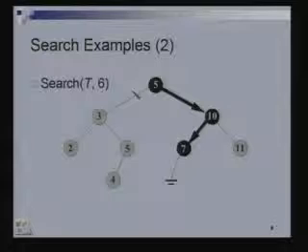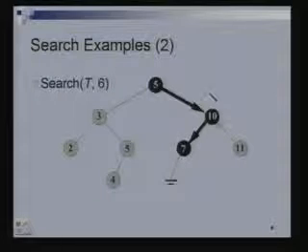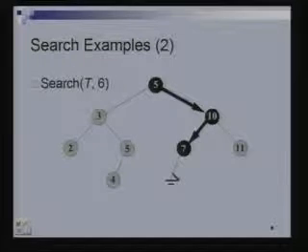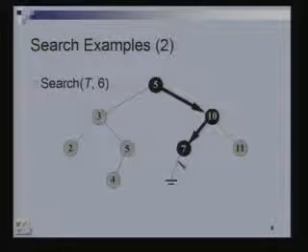Because if it were there, it has to be here. It has to be in the right subtree of this guy because 6 is larger than 5. It has to be in the left subtree of this guy because it is less than 10. It has to be in the left subtree of 7 since 6 is less than 7. So if 6 were there, it had to be here, and since it is not here, it is not there.